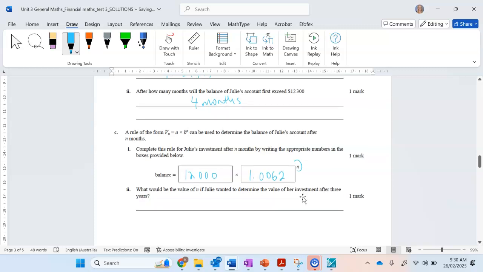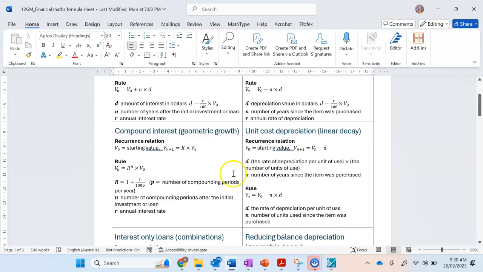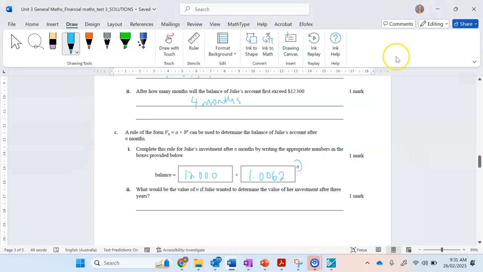What would be the value of n if Julie wanted to determine the value of an investment after 3 years? Let's refer to the formula sheet again, just to get you used to it. So n is the number of compounding periods after the initial investment or loan. So it's 3 years and it's 12 months, so compounding periods are 12 because it's monthly. So 3 times 12 gives us 36.